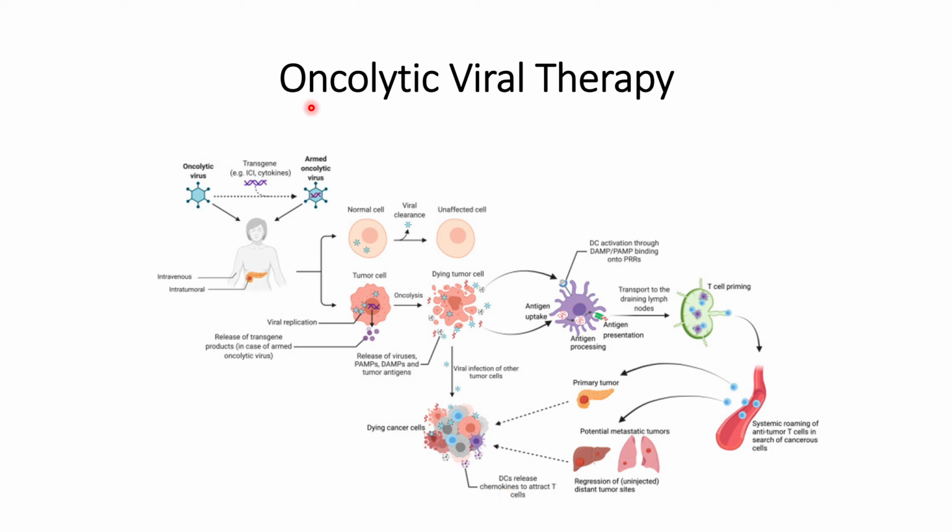In this way, the oncolytic viral therapy can remain unaffected towards normal cells. However, it will activate not only the immune cells, but it will also help in lysing the tumor cells on its own because of the viral replication. When the tumor cells are lysed, they will release some PAMPs, DAMPs, and tumor antigens that are detected by the antigen presenting cells.